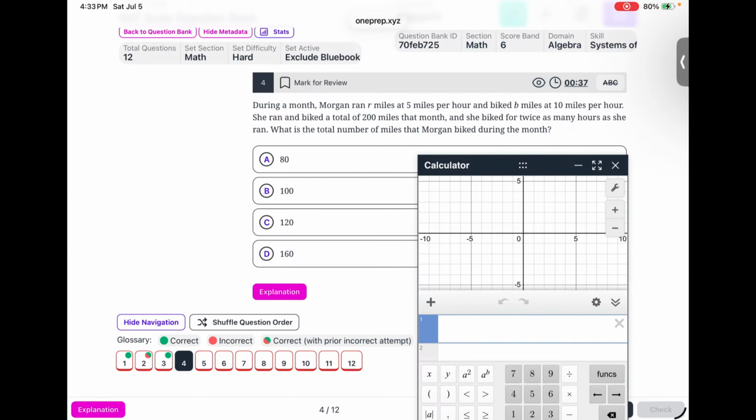bike is B miles. Why is it even talking about the hours? So R plus B is 200 miles.